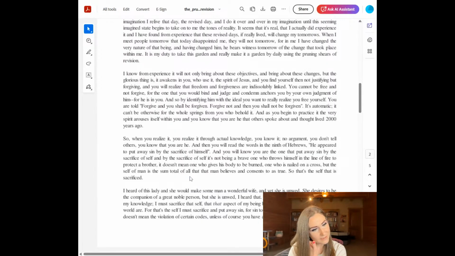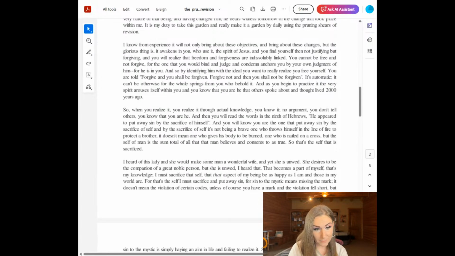The self of man is the sum total of all that man believes and consents to as true. That's the self that is sacrificed. I heard of this lady, and she would make some man a wonderful wife, and yet she is unwed. She desires to be in the companion of a great noble person, but she is unwed. I heard that. That becomes a part of myself. That's my knowledge. I must sacrifice that self, that aspect of my being, to be as happy as I am, and those in my world are. For that's the self I must sacrifice and put away sin.